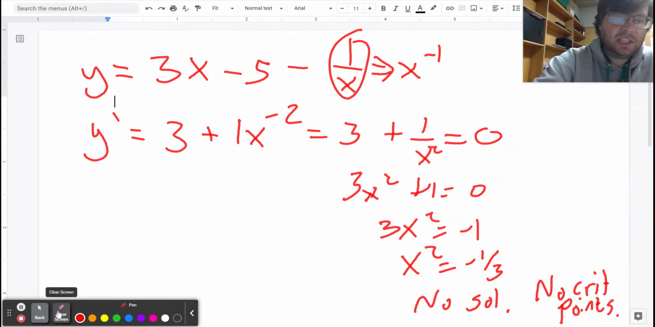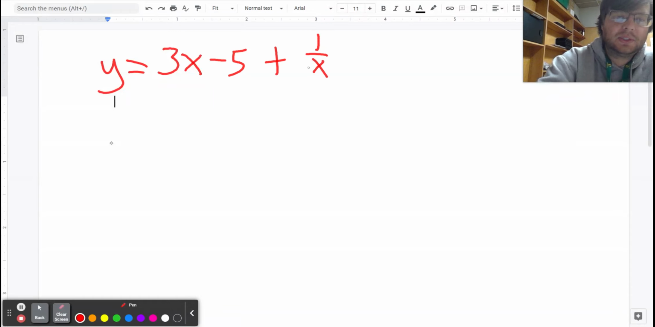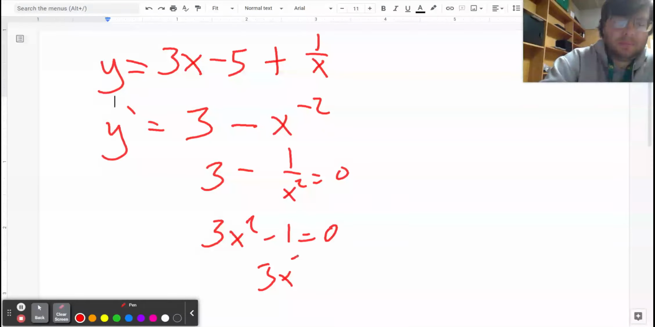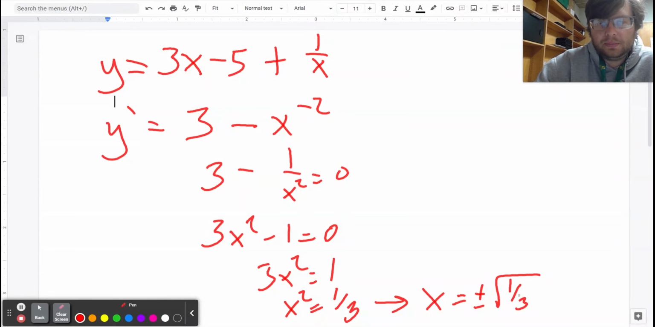Let's make a slight adjustment to it, and we'll see how it changes things. Let's pretend it was 3x minus 5 plus 1 over x. Then my derivative becomes 3 minus x to the negative 2. If I make this equal to 0, I have 3 minus 1 over x squared equals 0, multiplying by x squared, adding 1, and dividing by 3, telling me that I have 2 critical points at positive or negative square root of 1/3.